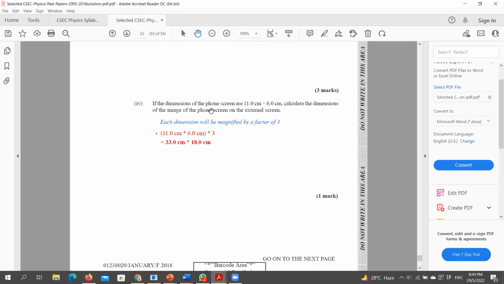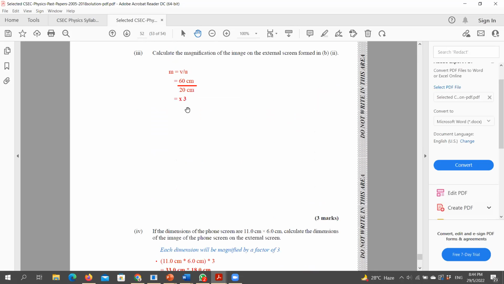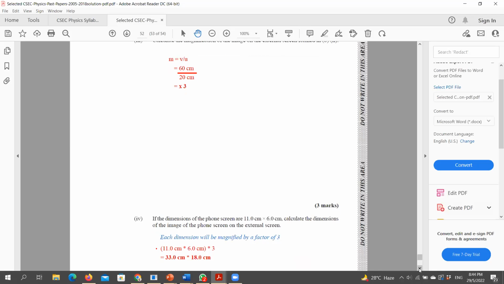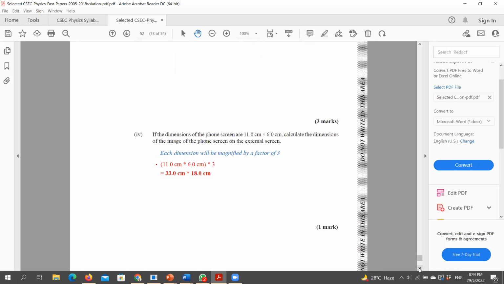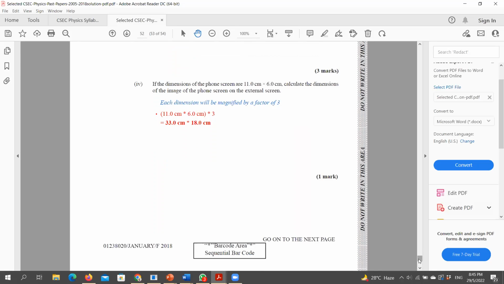The last part says if the dimensions of the phone screen are 11 by 6, calculate the dimensions of the image. Now, since the magnification is times 3, it means that the image will also be magnified, both dimensions of the image will be magnified by 3. So 11 times 3 is 33, and 6 times 3 is 18. So the image will have dimensions of 33 by 18 in terms of centimeters. So that's the last question.